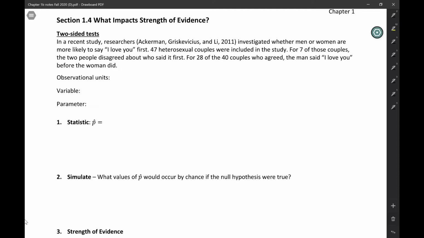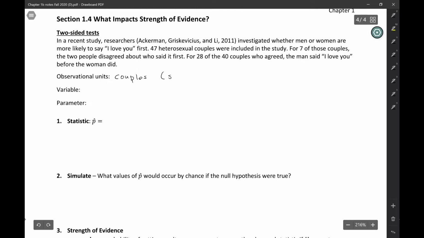For 7 of those, the people actually couldn't agree on who had said I love you first, so they threw those couples out. But for 28 out of the 40 couples who agreed, the man said I love you before the woman did. So the observational units in this study are actually the couples, right? Because we're measuring something about the couple who said I love you first. That applies to the couple, not to any of the individual people in the couples. We have 40 couples in our sample, so our sample size n equals 40.